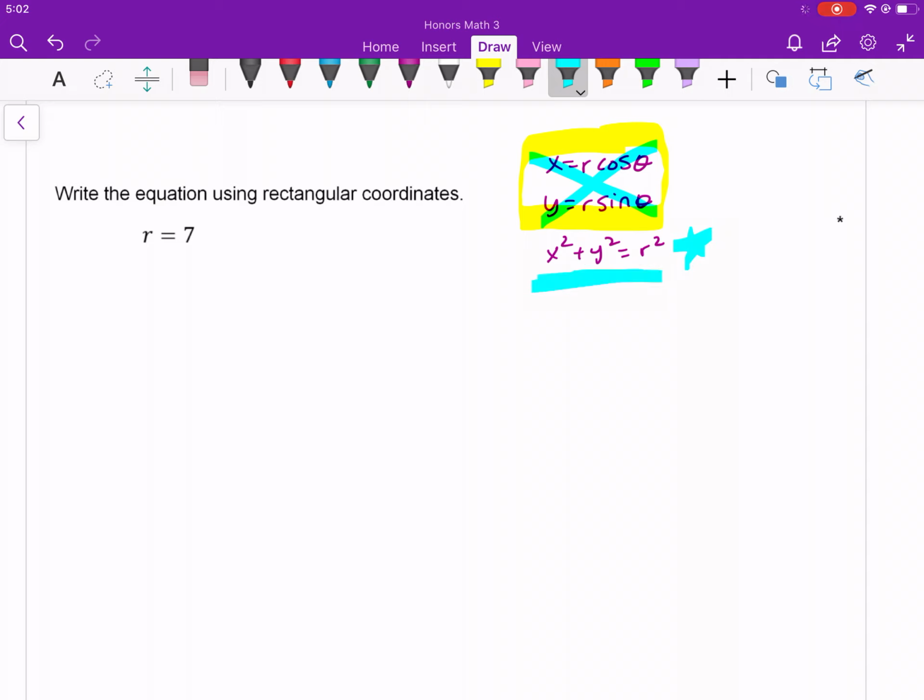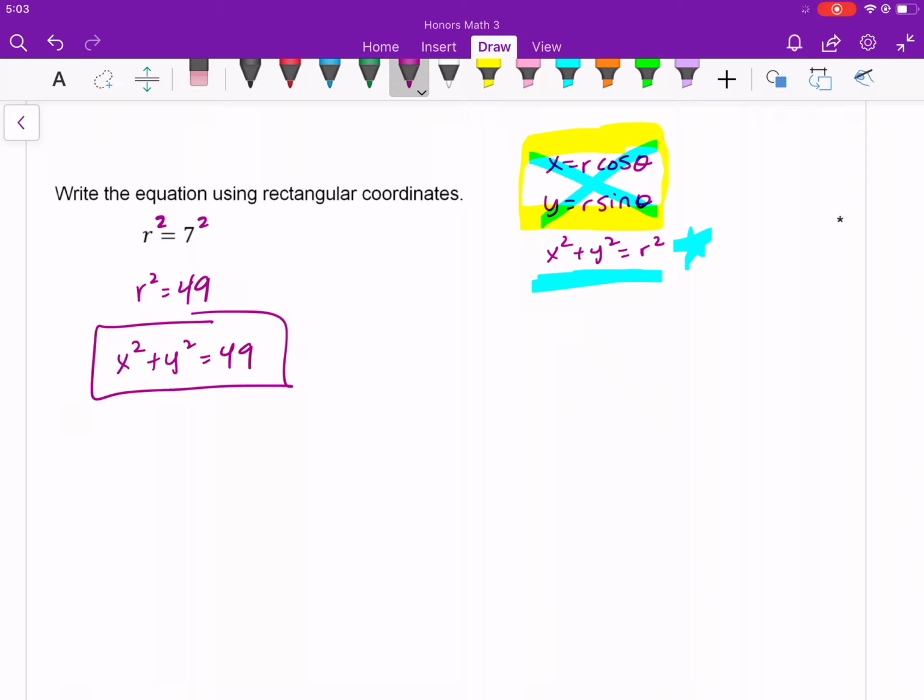So I'm going to be creative, and I'm going to find a way to be able to get an r squared. You could actually just take the square root, but remember, when you take a square root, you have a positive and negative answer. So to avoid that, I'm going to go ahead and just square both sides of this equation over here. So I know r squared is going to equal 49. Therefore, x squared plus y squared is going to equal 49 as well. And there you go. That's it.